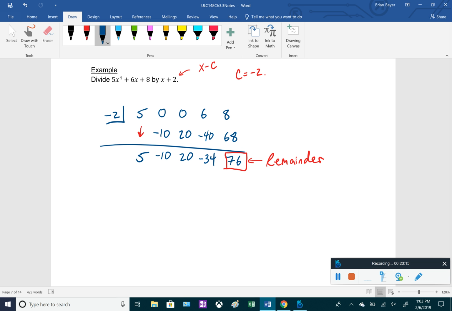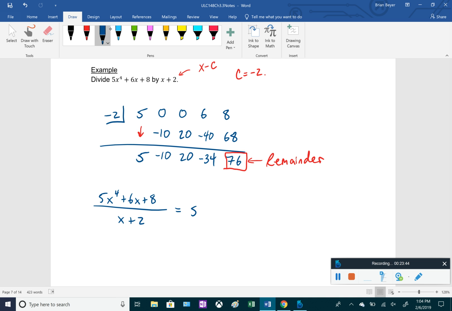Okay, and for our answer using the division algorithm, we just divided 5x to the 4th plus 6x plus 8 by x plus 2. That's going to equal the quotient. So our coefficients here, the 5, negative 10, 20, negative 34, they're the quotient's coefficients. We started with the dividend of degree 4. That means we're going to start our quotient with one less than that, with degree 3.